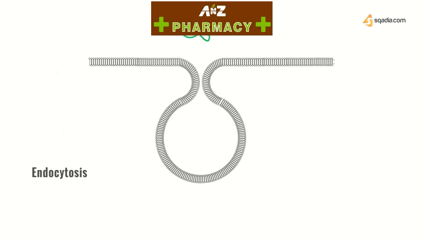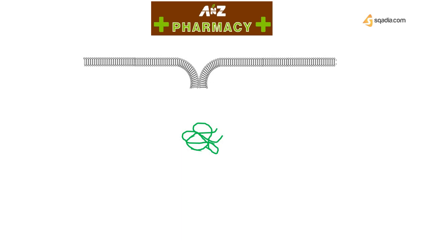Heading on to endocytosis. This type of absorption is used to transport drugs of exceptionally large size molecules across the cell membrane. Endocytosis involves the engulfment of a drug by the cell membrane and transport into the cell by pinching of the drug-filled vesicles.